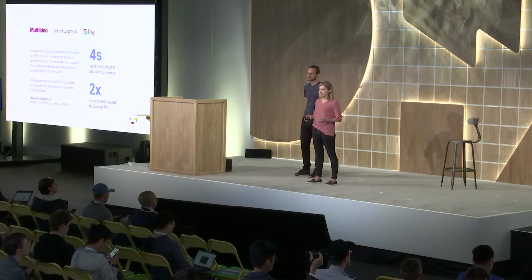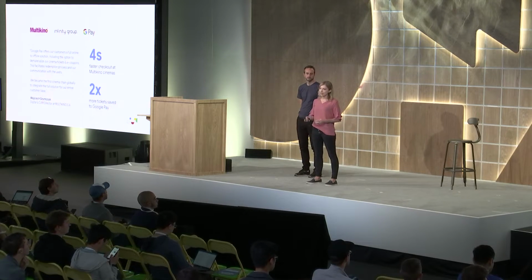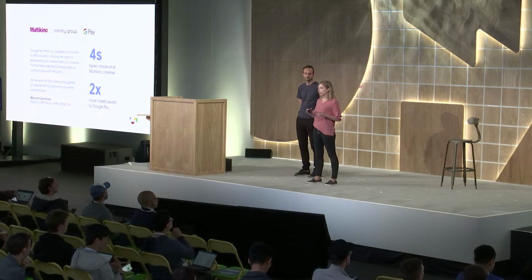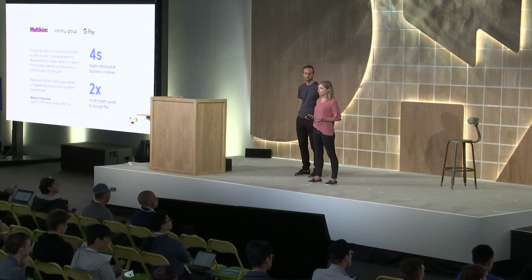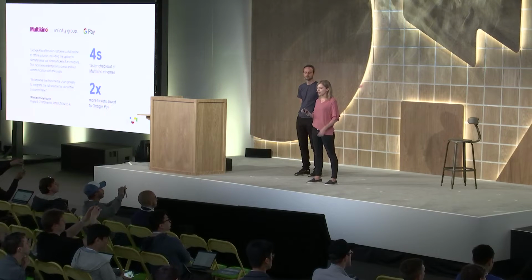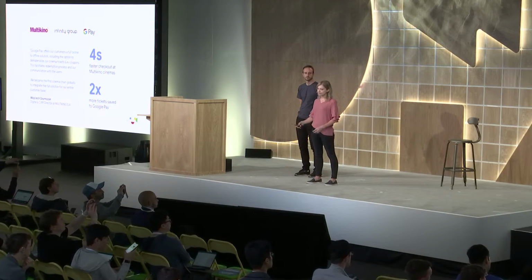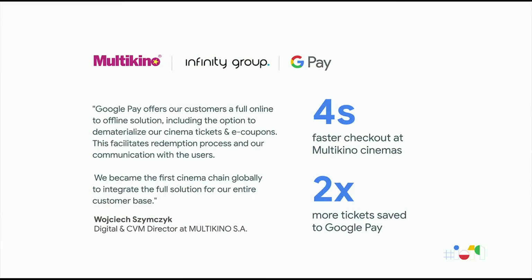So this second case study is from Multikino, which is one of the largest cinema chains in Poland. And Multikino implemented the full Google Pay solution, from letting their users pay online for cinema tickets to saving them in the Google Pay app. And what they've noticed is for users that have their tickets saved in Google Pay compared to users that are using paper, the check-in into the cinema was 4 seconds faster, which had a huge impact on their business because it would just remove a lot of queues and waiting time for users.